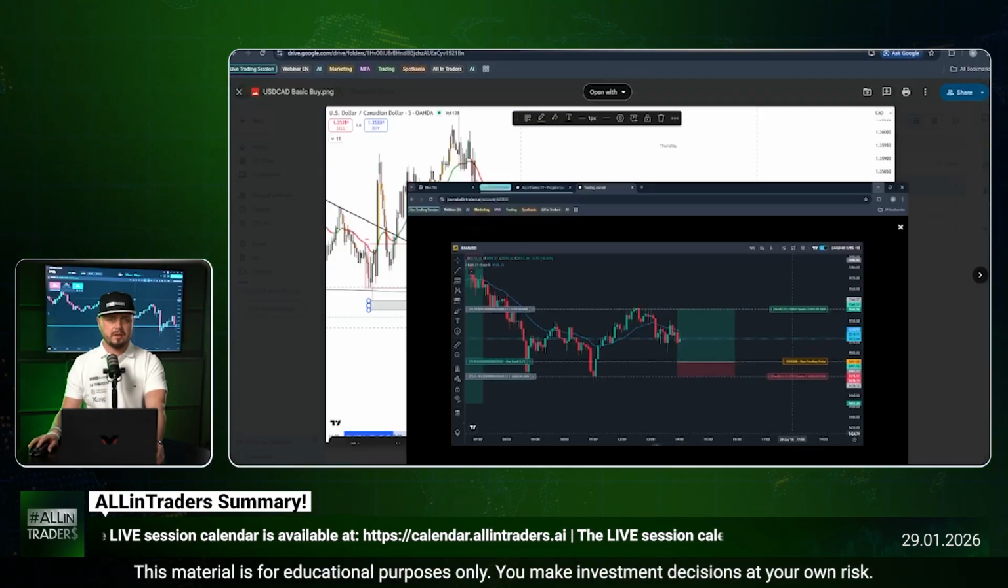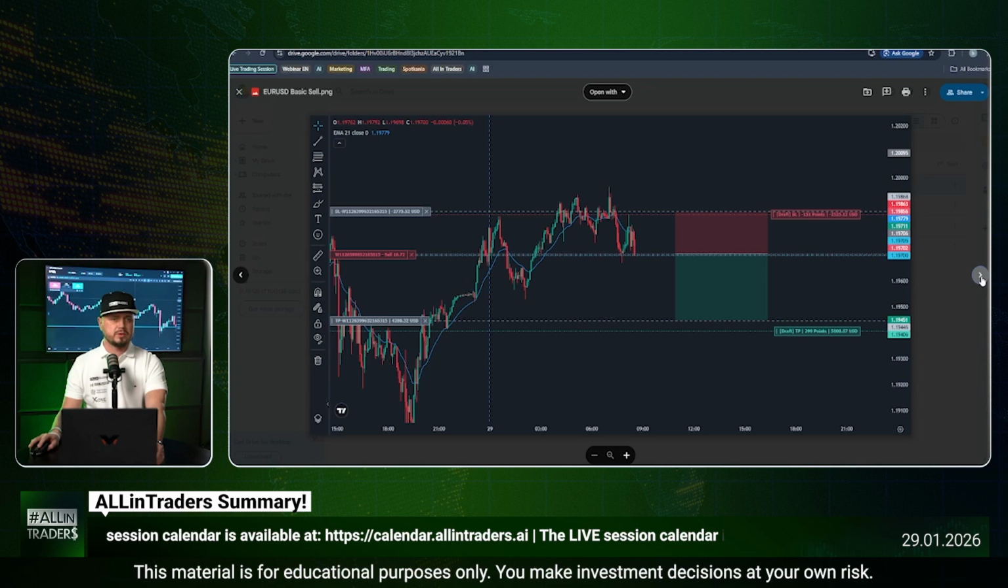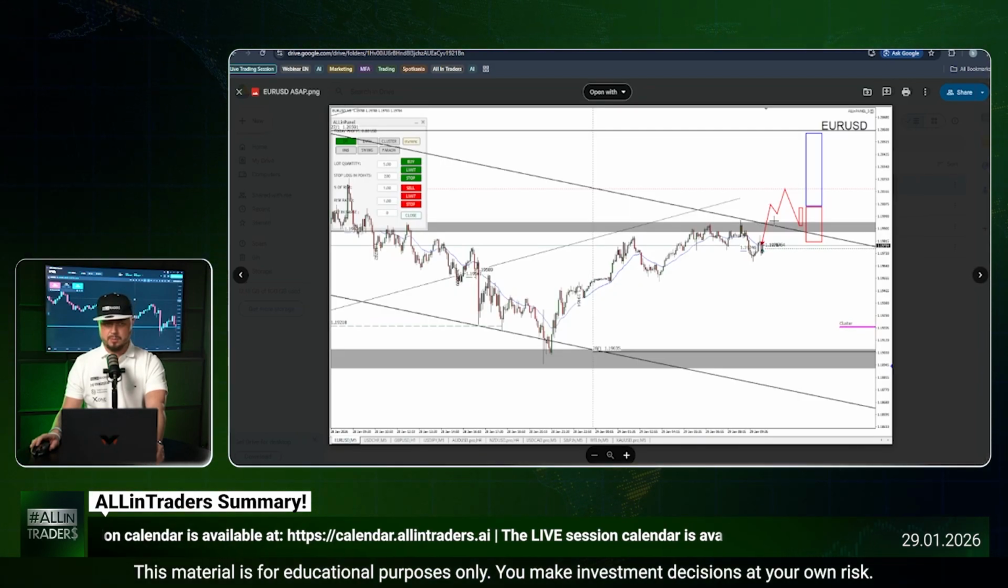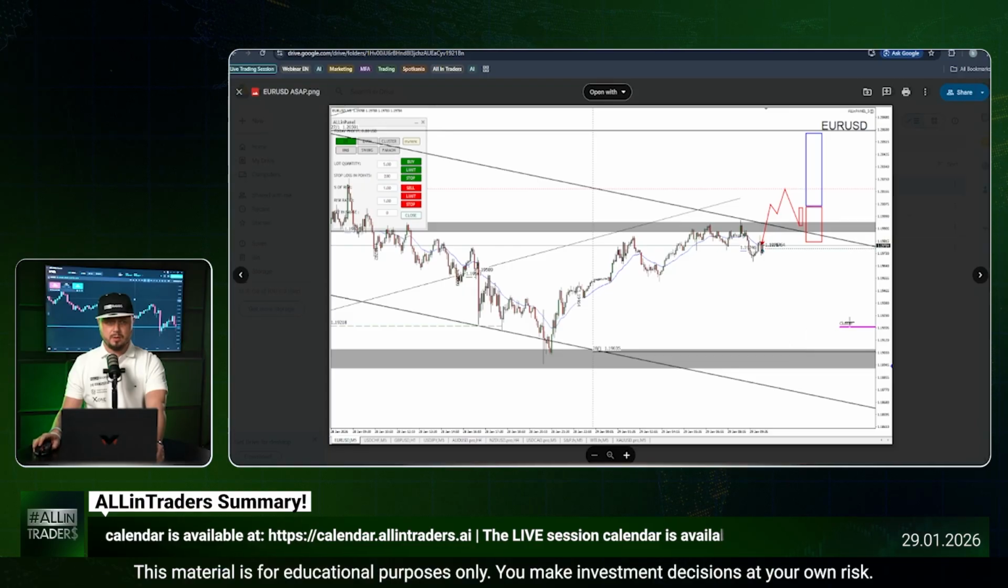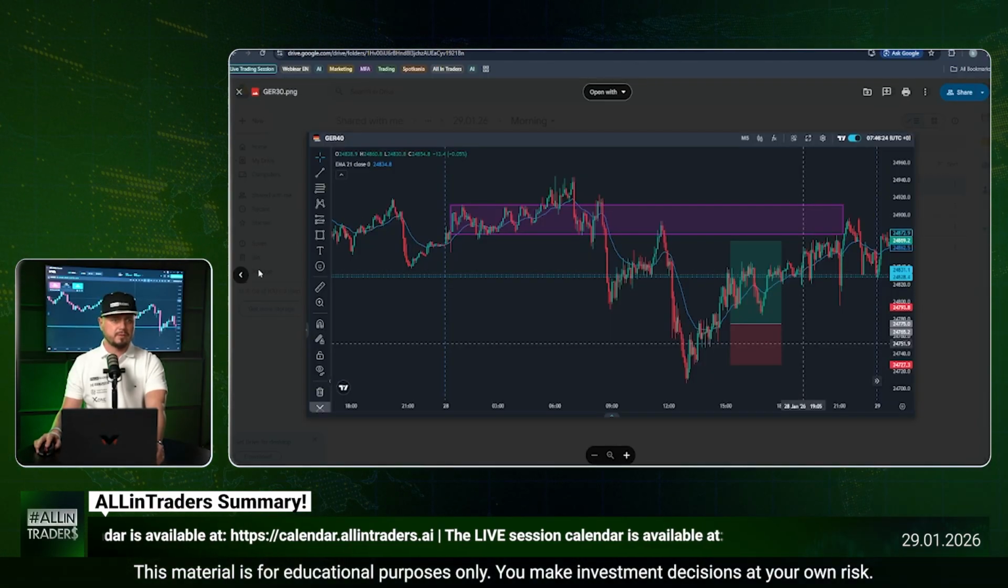Let me just check if I had any more trades. This one here was Euro USD. This is also Euro USD, another plan, but the price went in the opposite direction, so that's fine. This was German 40 from yesterday.